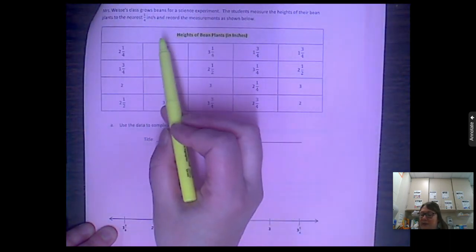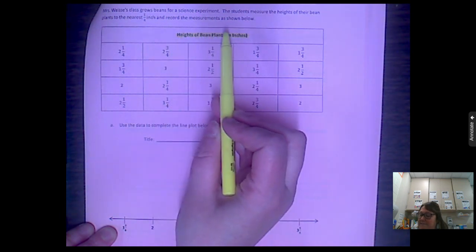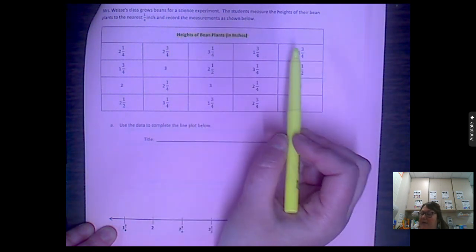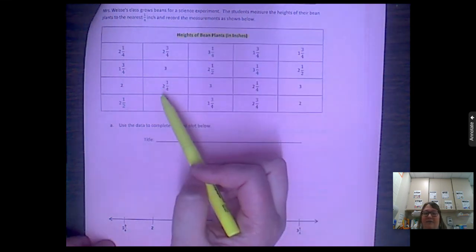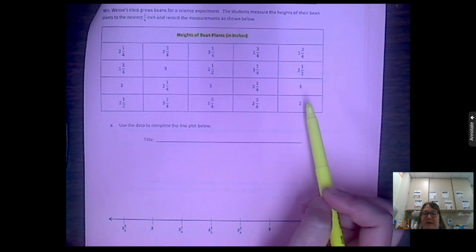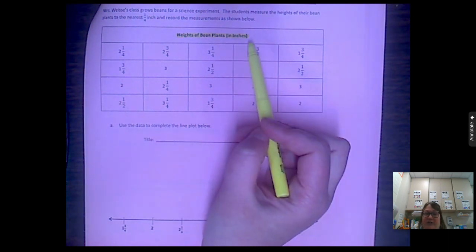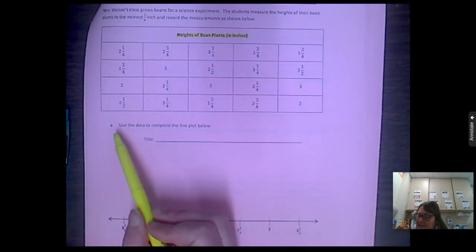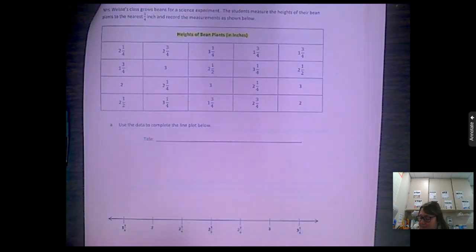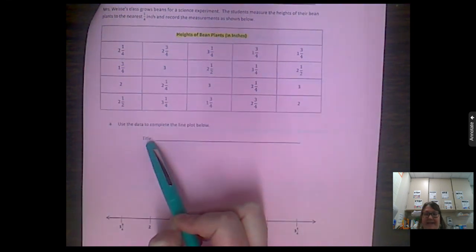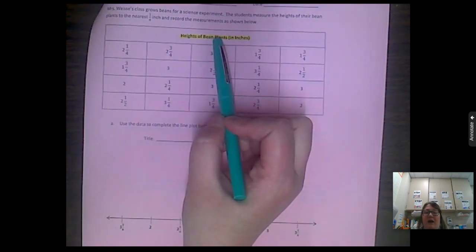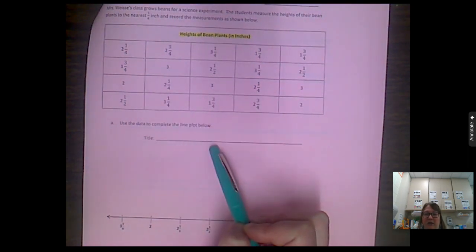So again, Mrs. Weiss's class planted bean plants, and then they measured the heights of their bean plants to the nearest 1/4 inch. So that's what all of these are. These are the measurements of those bean plants in inches. And then it says for A, use the data to complete the line plot below. So we need to give our line plot a title. So basically we just take our title right from here, right? So the title of this data is going to become the title for our line plot.